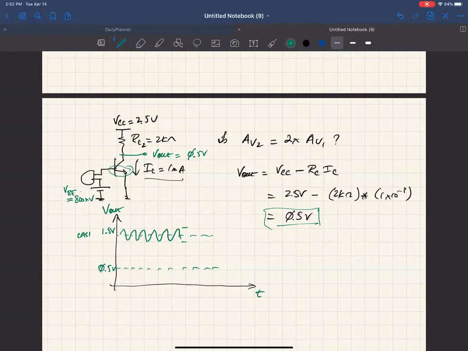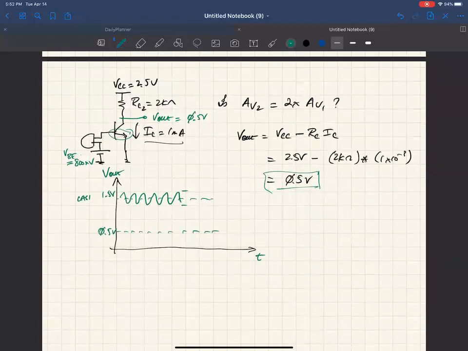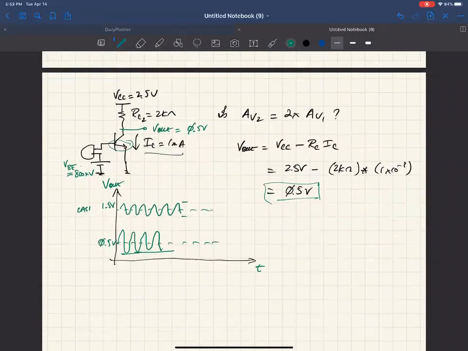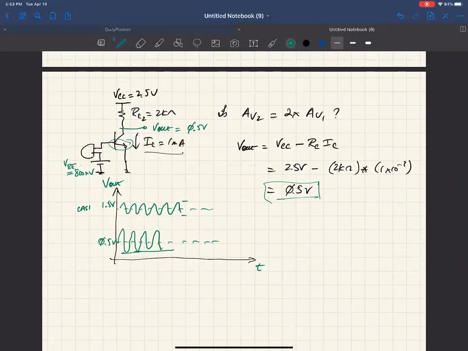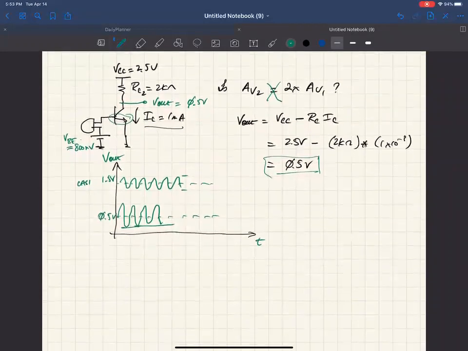Meaning that we're actually no longer in the forward active region. We're in saturation. And what's even worse is if this was going to swing to X, that's not even the lowest point. The lowest point would be the lowest point of your output when it's swinging around. Because we've violated the proper biasing of the amplifier, this is not the case.